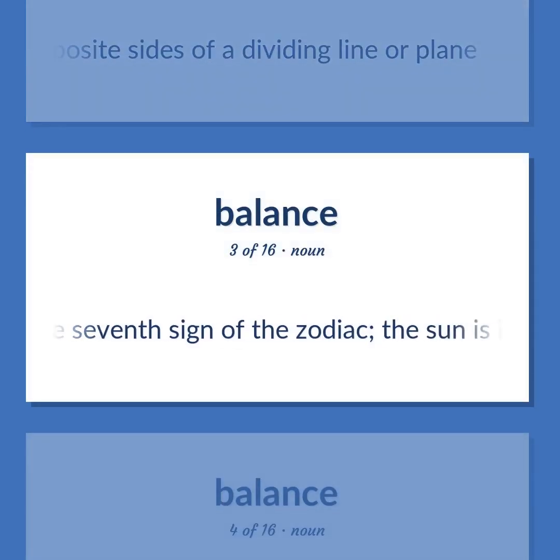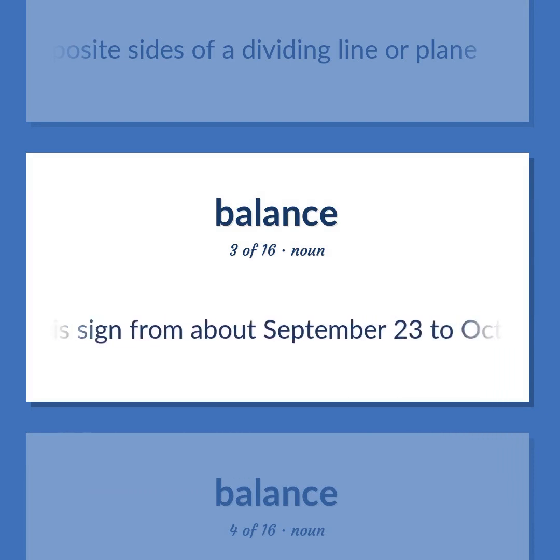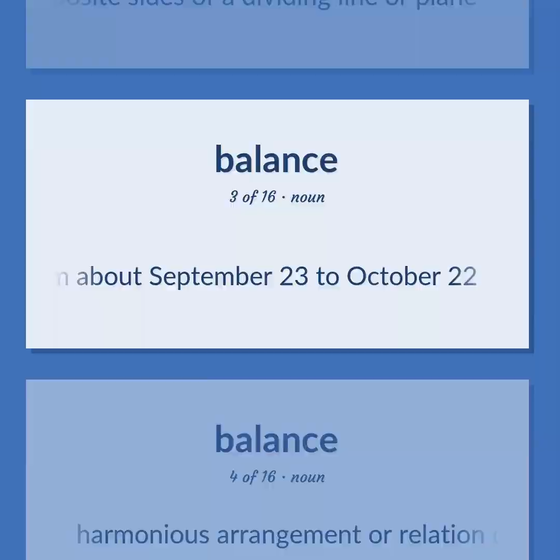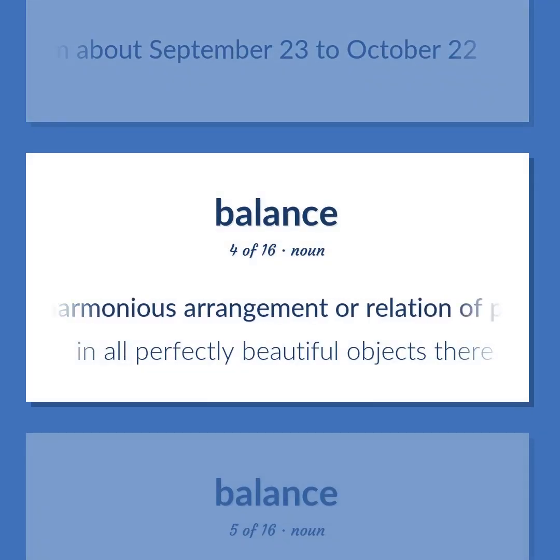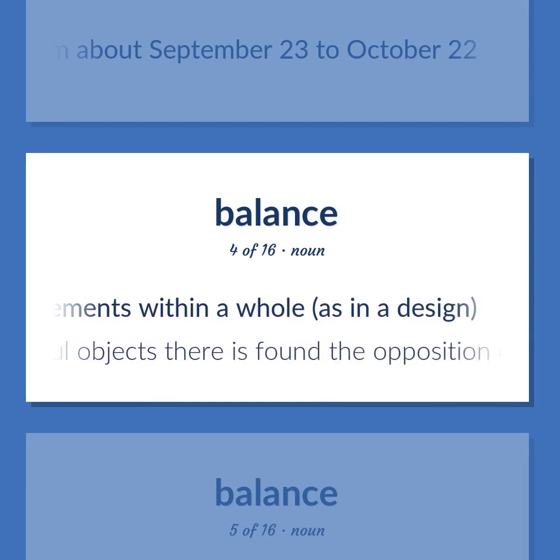The seventh sign of the zodiac. The sun is in this sign from about September 23rd to October 22nd. Harmonious arrangement or relation of parts or elements within a whole, as in a design. In all perfectly beautiful objects there is found the opposition of one part to another in a reciprocal balance.